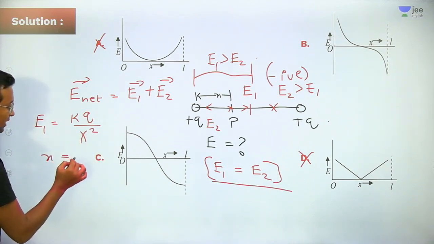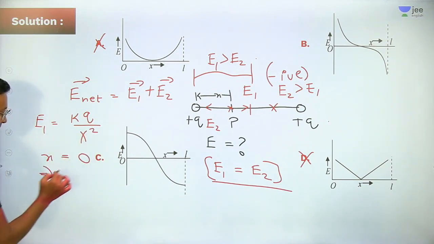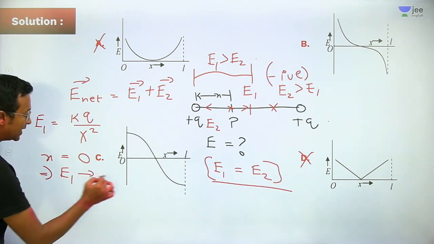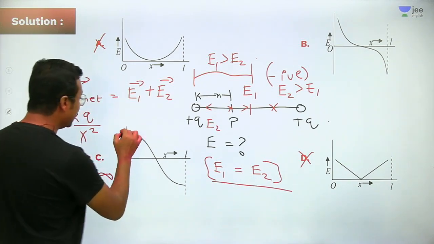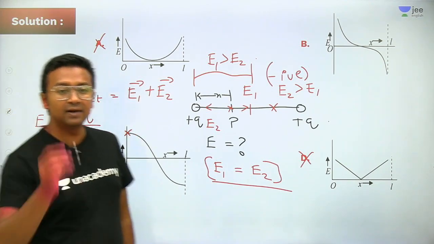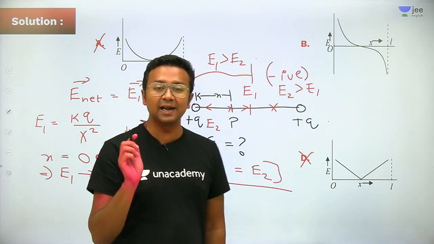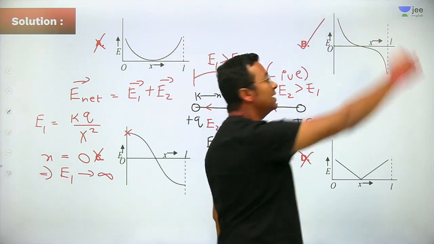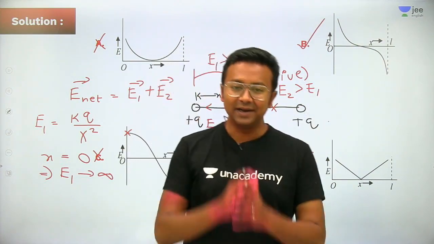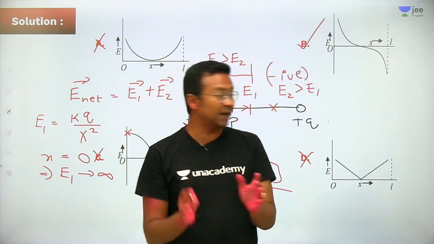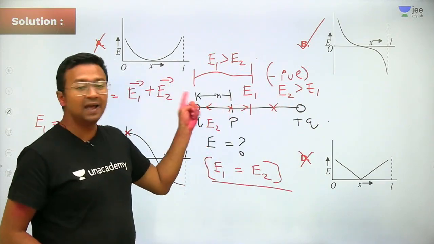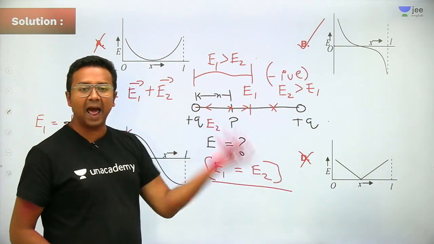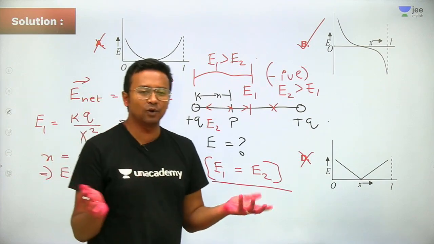Now x is tending to what? 0, which implies your E1 will tend to what? Infinite. Now here it is having a definite value, it is not tending to infinity. So option C cannot be the right answer. Option B is the correct answer. We didn't have to find out an expression for the electric field at a general x, but rather analytically if you do it, you will get your answer.